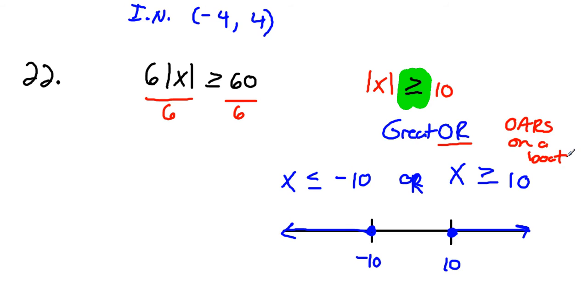Okay, and again, that's the big thing, is that if it's a less than, it's an and statement, you sandwich it between the positive and negative of that number. If it's greater, it's an or statement. It should be like oars on a boat, should be flipped out of those two numbers. But it all keys on the sign that you get. Less than, it's going in between the two numbers. If it's greater, it's on the outside edges of those two numbers.